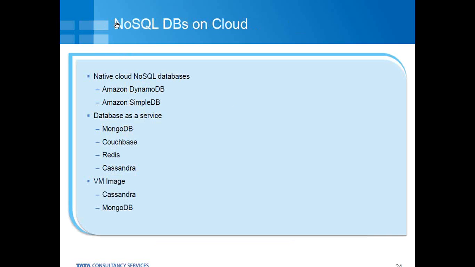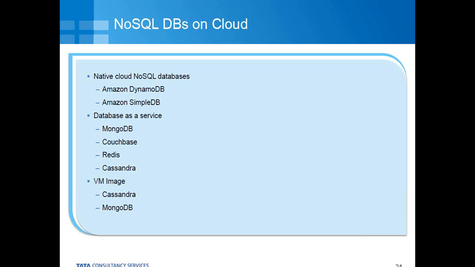So what are the NoSQL databases that are available on cloud? First, Amazon Cloud provides Amazon DynamoDB and Amazon SimpleDB. These are actually not open source; they have to be bought. They are commercial databases. And the databases that are provided as a service are MongoDB, Couchbase, Redis, and Apache Cassandra.